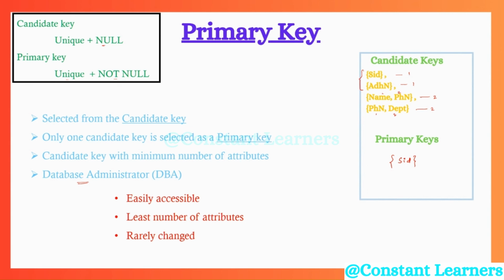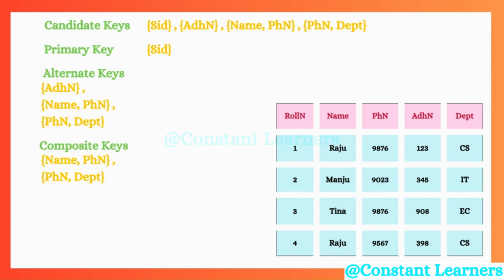Very quickly, let me explain what alternate and composite keys are. Now, again, I have the list of candidate keys here. Student ID, Aadhaar number. Then we have a combination of 2 attributes, name and phone number. This is also a candidate key. And phone number and department. This is also a candidate key. Now, we've selected student ID as our primary key. After selecting one primary key, whichever candidate keys are left behind are known as alternate keys. So student ID has been selected as the primary key. So Aadhaar number, then name and phone number, and phone number and department: these 3 keys will be the alternate keys.